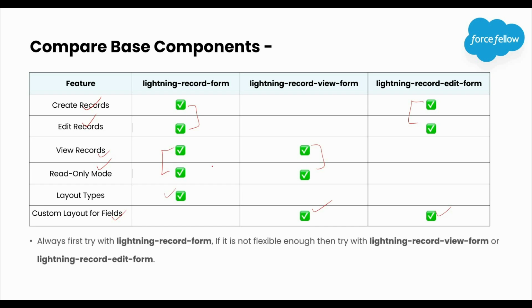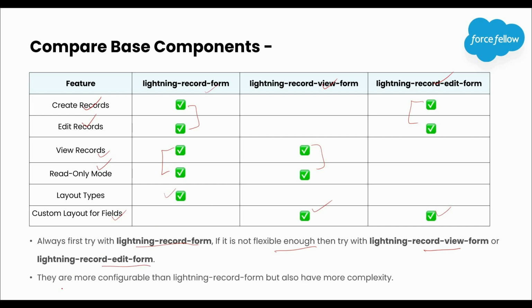And if you need a single line answer about when we should use record form, when record view form or when record edit form, then we can say always try with lightning record form. If that is not flexible enough, then we should try with record view or record edit form. As compared to record form, they are more configurable but also have more complexity. With record view or edit form, we have to write more HTML as compared to record form, right? I hope this comparison will help you to choose best component for your requirement.